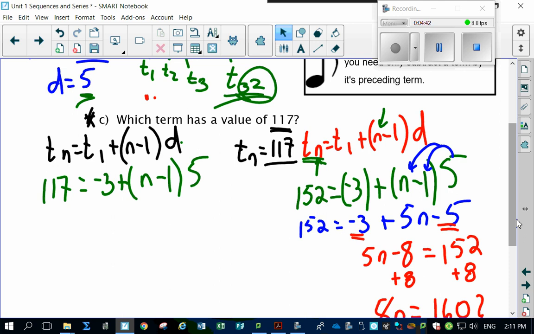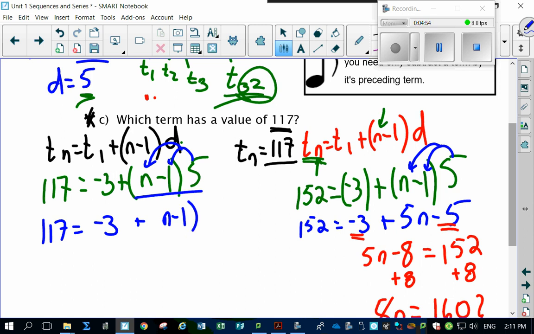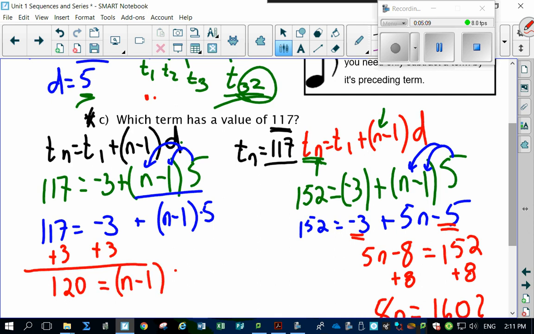Now, I'm going to show you a different way to do this. Remember before we distributed? Let's just leave the distribution for last. Look, 117 equals minus 3 plus n minus 1 times 5. Check this out. Here's a different way of doing this. Add 3 to both sides. Look what I got. I have 120 equals n minus 1 times 5.